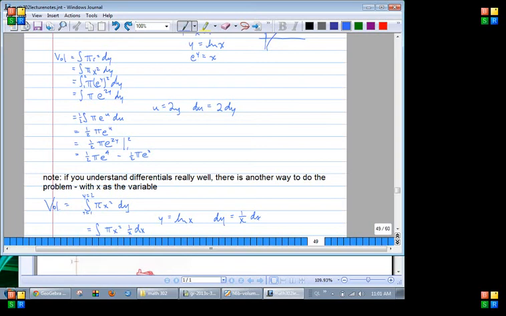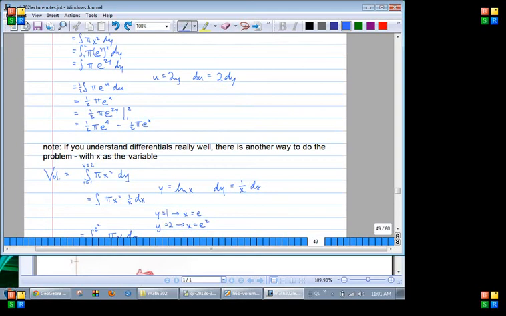The boundaries of integration. Now, the boundaries of integration for y were 1 and 2. But when y is 1, x is not 1. You plug it into the equation. When y is 1, you've got to figure out what x is. And when y is 2, you've got to figure out what x is.